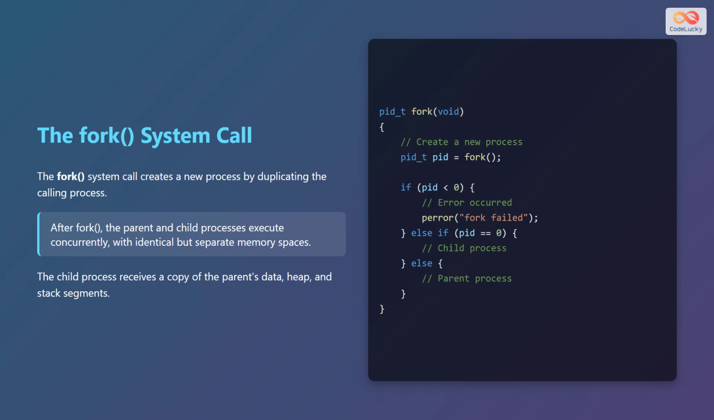After the fork call, both the parent and child processes execute concurrently, meaning they run independently and potentially at the same time. Each process has its own separate memory space. Although the child process starts as a duplicate of the parent, it has its own distinct copy of the parent's data, heap, and stack segments. Any modifications made by the child process to its memory space will not affect the parent process, and vice versa.